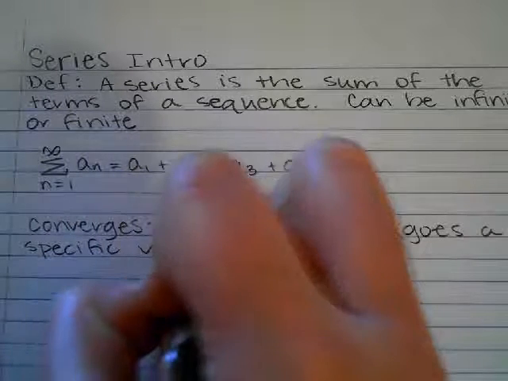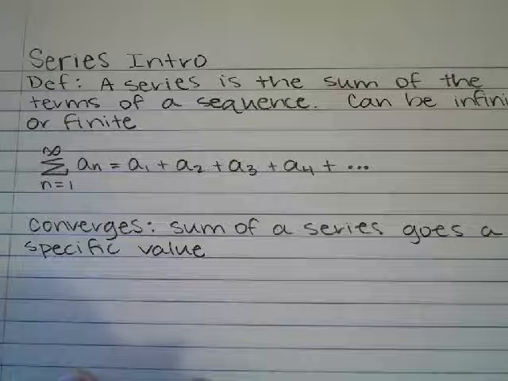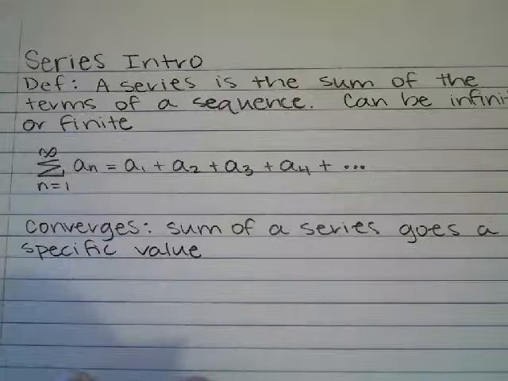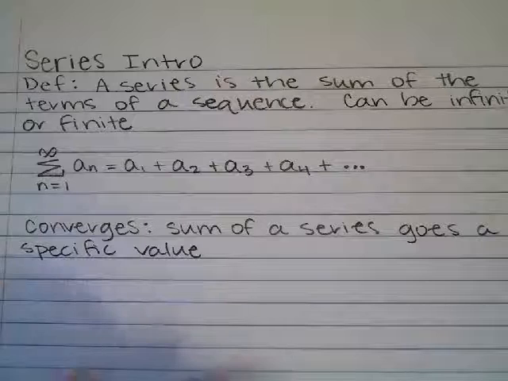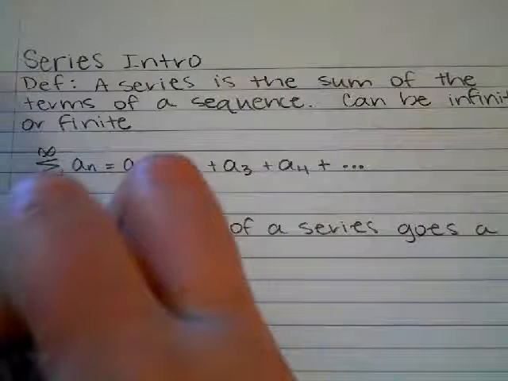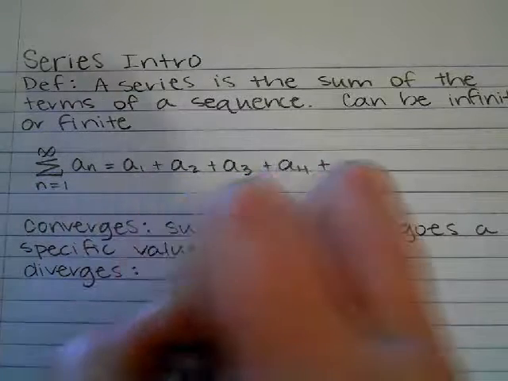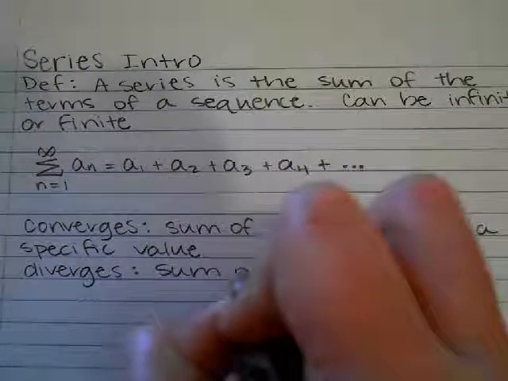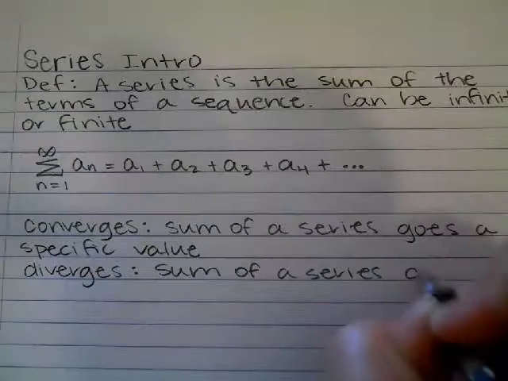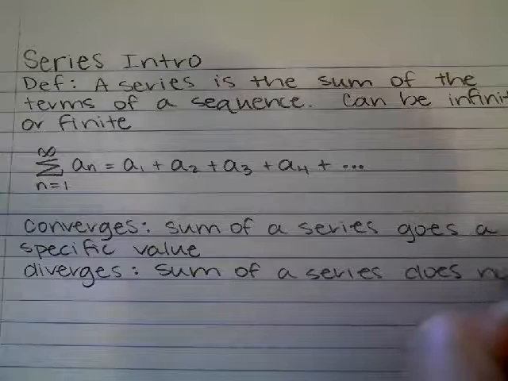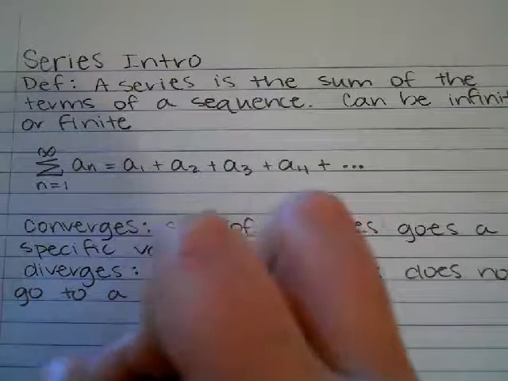That's what it means if you say that a series converges. It means that the sum of the series goes to a specific value. If you say that a series diverges, that means that the sum of a series does not go to a specific value.